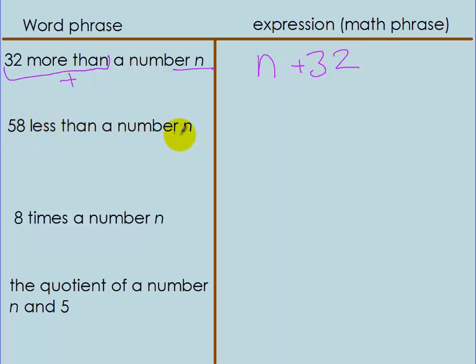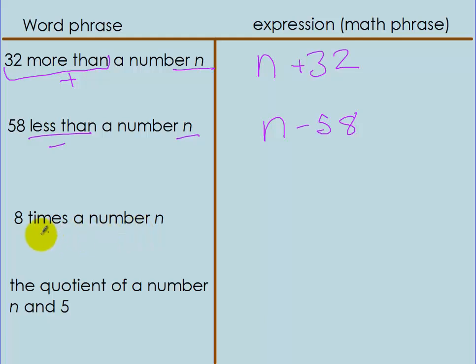Alright, 58 less than a number n. So n is still my variable, and 58 less than that. Well, less than, we're subtracting, so that's minus. So is this 58 minus n, or is it n minus 58? But think about this: 58 less than a number. We have a number, and we're going 58 less than that, so I'm going to go n minus 58.